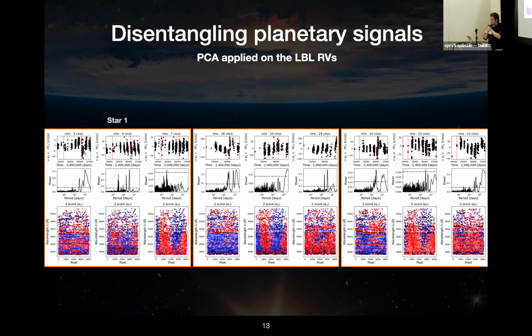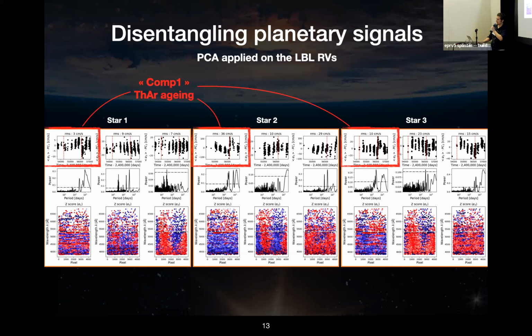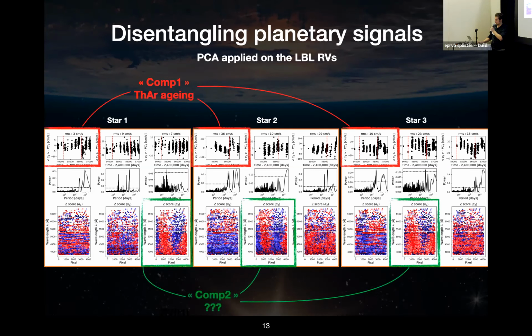Now, this was for one star. And the good thing is that when we perform it for different stars, so here you see three stars now, we recover exactly the same components. So you see, we recover the thorium-argon aging of the instrument. We also recover that component, the smooth one on the detector. So we recover all of them.